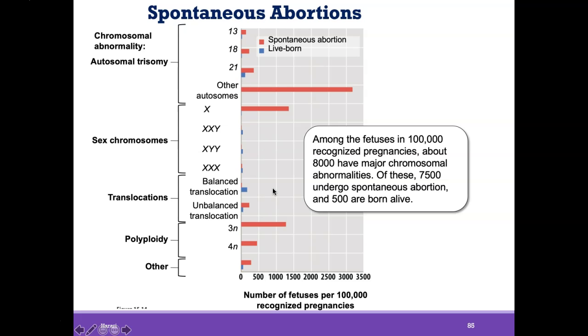Out of 100,000 pregnancies, about 8,000 of them had major chromosomal abnormalities. 7,500 out of those 8,000 were not born alive. So again, it's very rare. It's rare enough to have a chromosomal abnormality, only 8,000 out of 100,000. But if you do have a chromosomal abnormality, chances are it will undergo a spontaneous abortion.